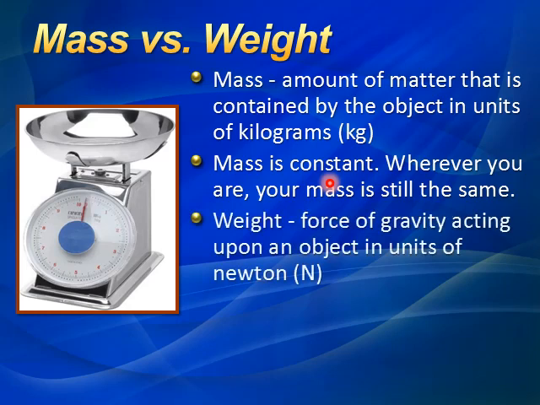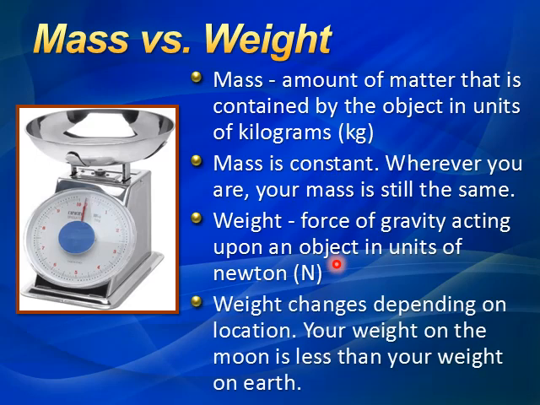Now, the weight on the other hand is the force of gravity acting upon an object in units of Newton. So the weight changes depending on your location. Your weight on the moon is less than your weight on Earth. Bakit? Kasi yung weight nakadepende nga siya sa force due to gravity. Kapag ang force due to gravity is mas mataas, ibig sabihin, mas mataas din ang weight natin. At kung mas mababa naman ang acceleration due to gravity, mas mababa din ang ating weight.